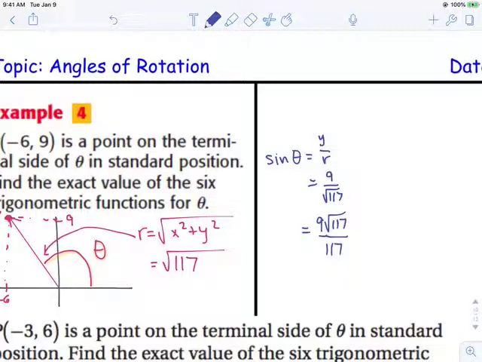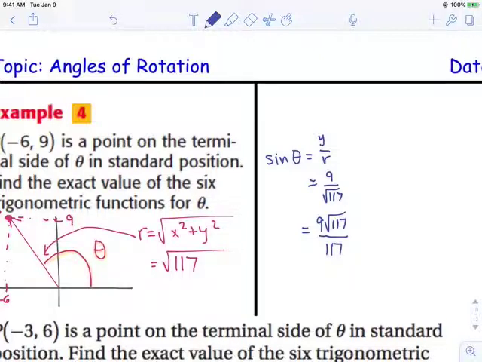Sine of theta will be opposite over hypotenuse. Cosine of theta will be adjacent over hypotenuse. Tangent of theta will be opposite over adjacent, y over x. Are you doing it for the theta or for the angle of the triangle? This is all for theta.